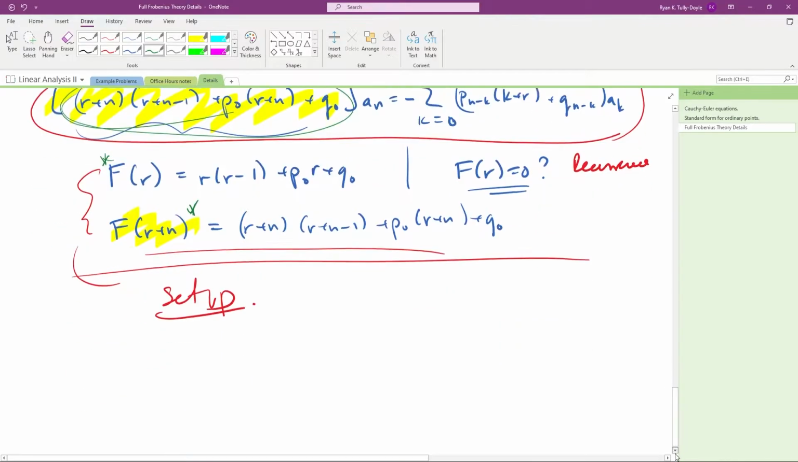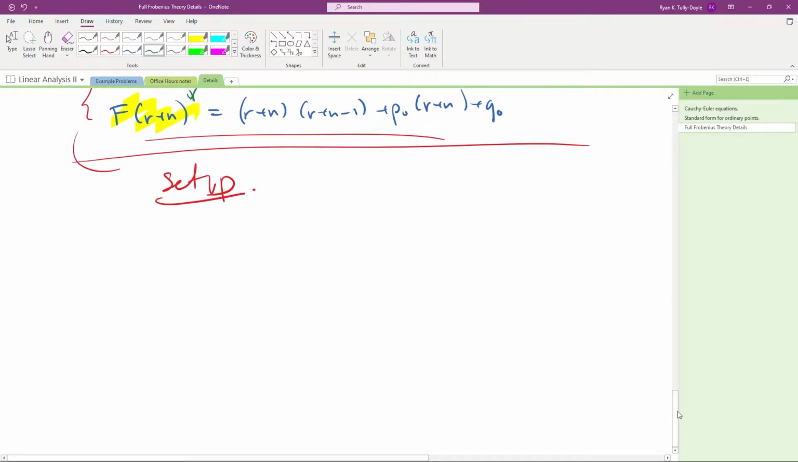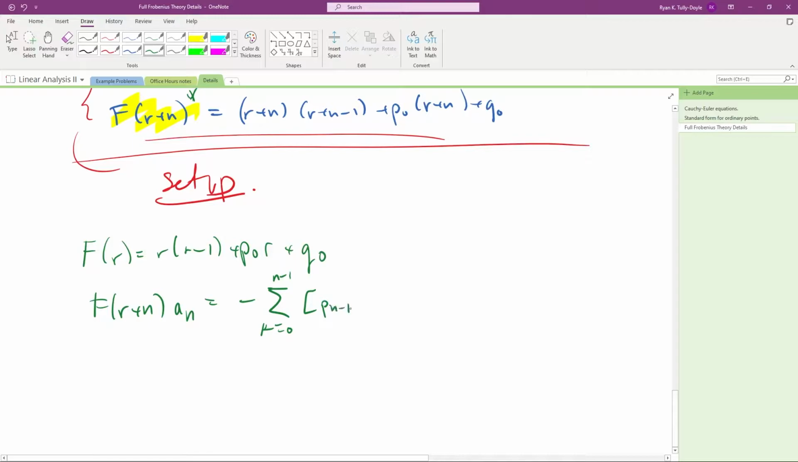So the end of our setup for finding the general theorem for Frobenius series is we are going to start with a function f of r equal to r times (r minus 1) plus p naught r plus q naught. And the recurrence relation can be written in the form f of r plus n, a n, is equal to minus the sum from k equals 0 to n minus 1 of (p n minus k, times k plus r, plus q n minus k) a k.